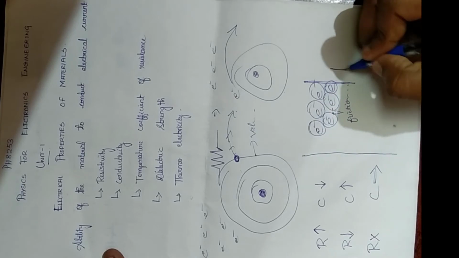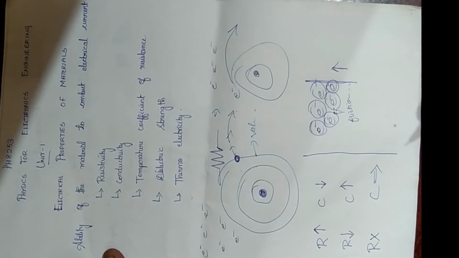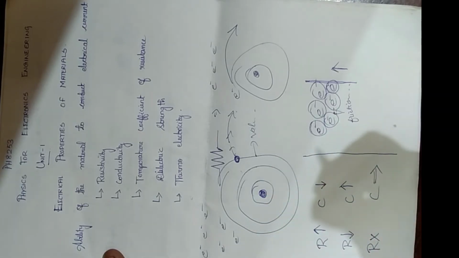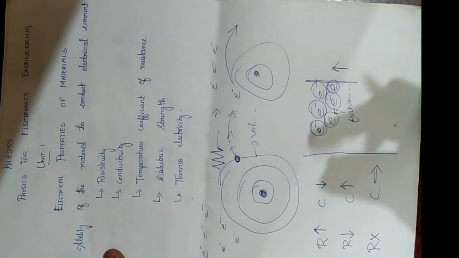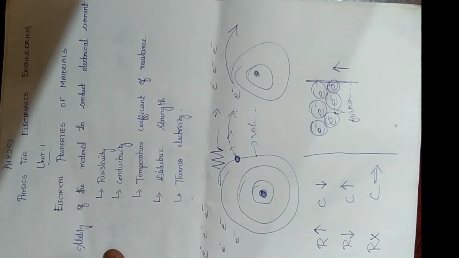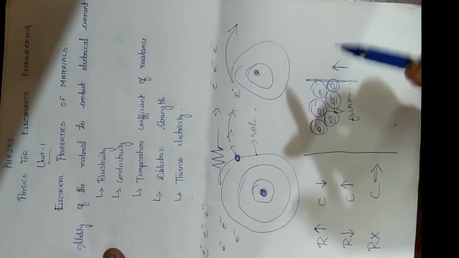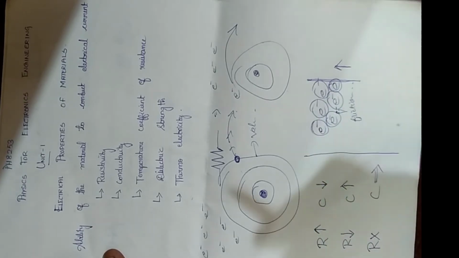Because of this increased temperature, what happens? The conductivity starts to decrease. So whenever the resistivity and the temperature increase, conductivity gradually decreases. Resistivity and temperature are related equally.